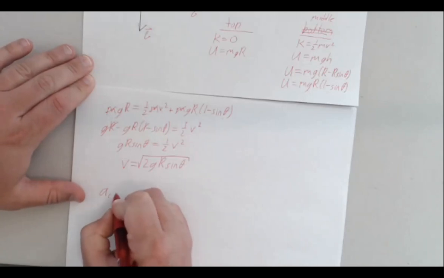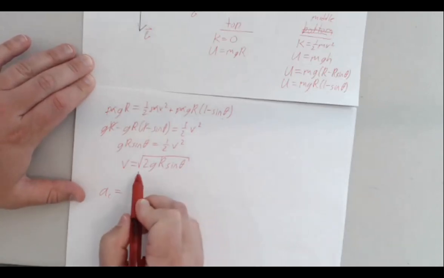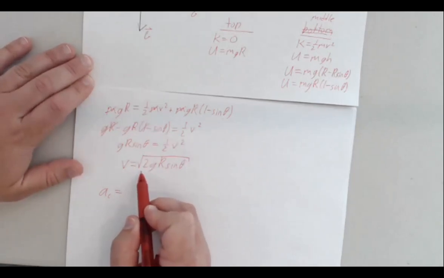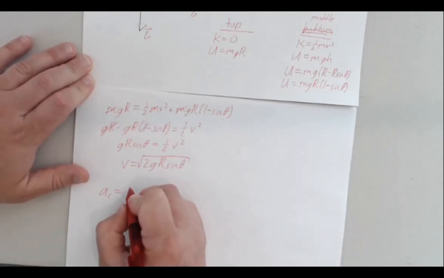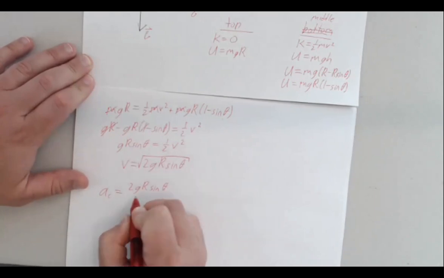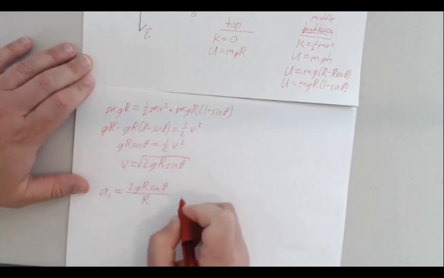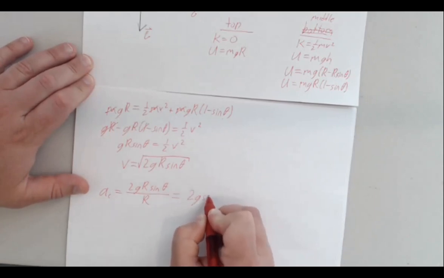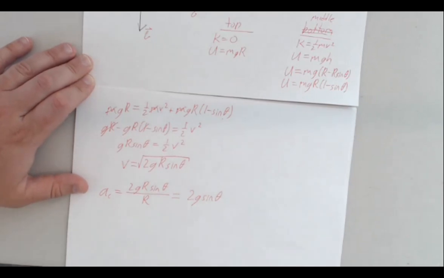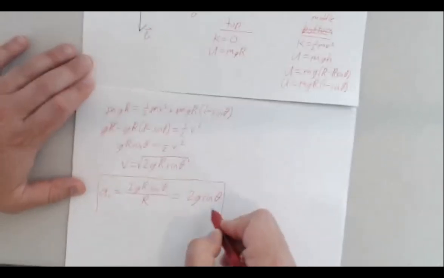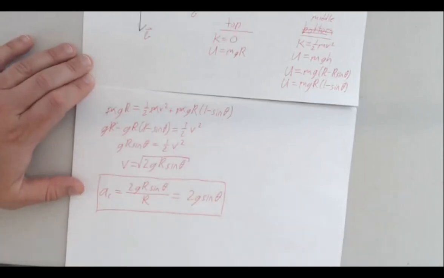Our centripetal acceleration is just v squared over r. Well, conveniently, this is a square root. So it just takes away the square root, and we get 2gr sine theta divided by r, which is just 2g sine theta. Okay? And this is our centripetal acceleration.